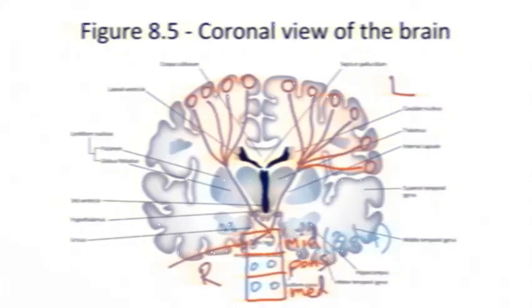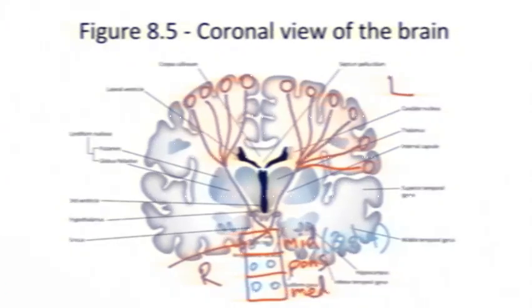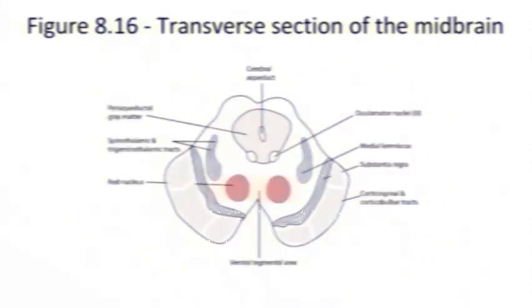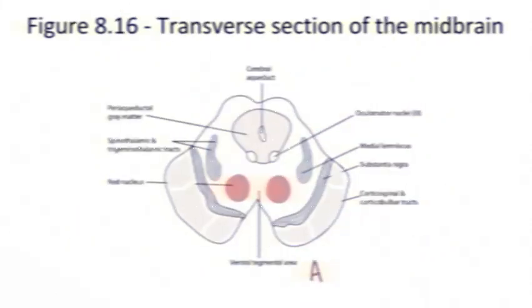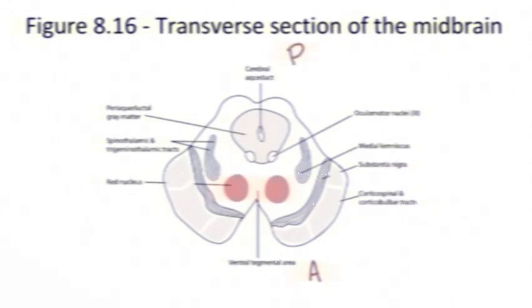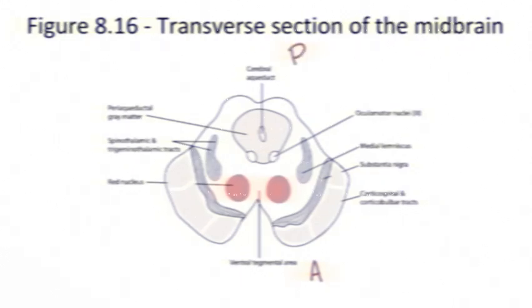Okay, with this in mind, let's look at cross-sections of the different levels of the brainstem to look at each of the cranial nerve nuclei. This is figure 8.16, which shows a transverse section of the midbrain. This is anterior and this is posterior. For step 1, you need to be able to recognize a transverse section of each level of the brainstem.